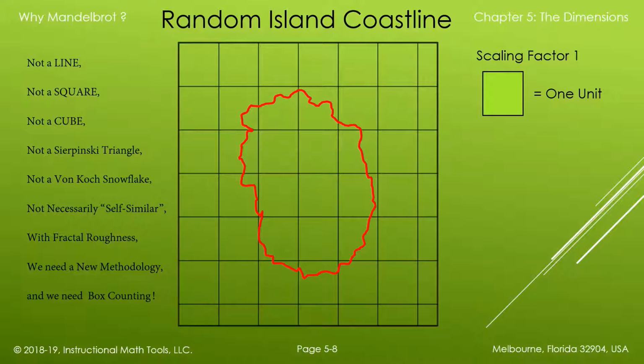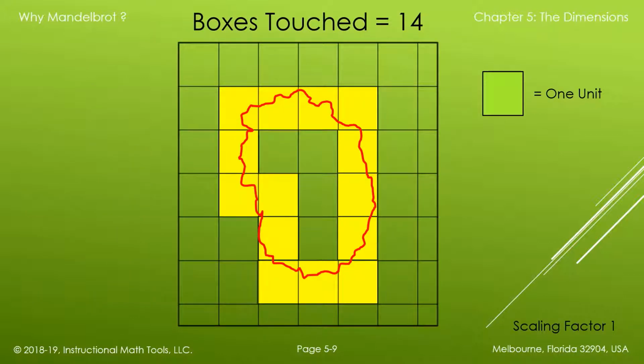An example: not a line, not a square, not a cube, not a Sierpinski triangle, not a Van Koch snowflake, not even necessarily self-similar, although it could be. Fractal roughness. He needed something to gauge fractal roughness. Perhaps he needed a new methodology. How about counting boxes? So we can establish a square grid around the object, and we can assign the size of a unit. I'll call it scaling factor 1. And then we can count the boxes.